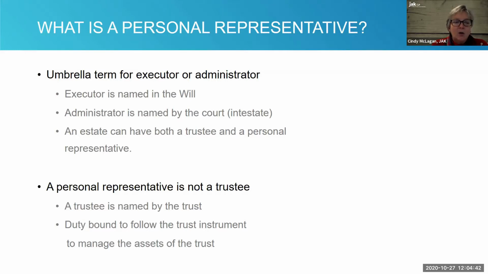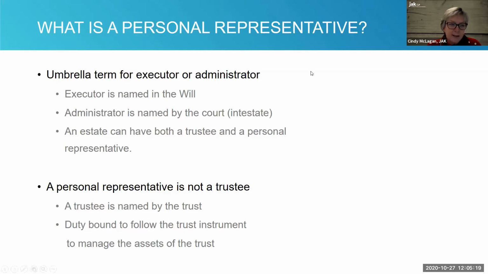So an executor or a personal rep is named in the will. If you have a will, then you have named an executor or a personal rep, and they will be given a letter testamentary that will give them the ability to act on your behalf. Now, if there is no will, and frequently there isn't, the administrator will be named by the court. And so you will get what is called a letter of administration.